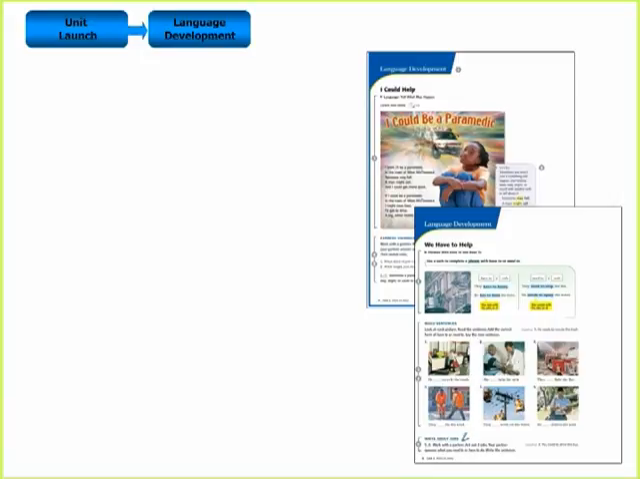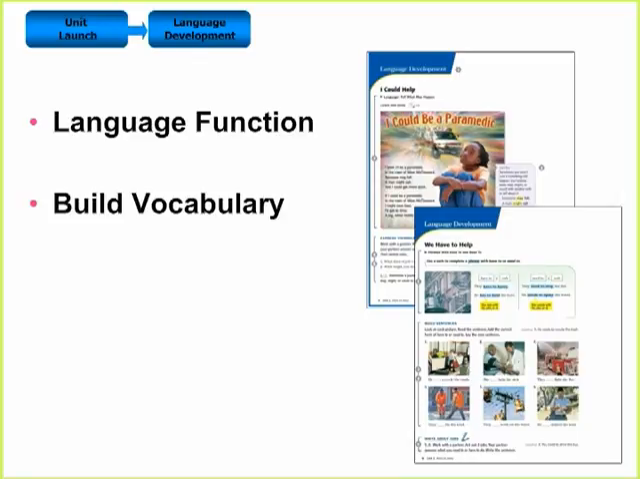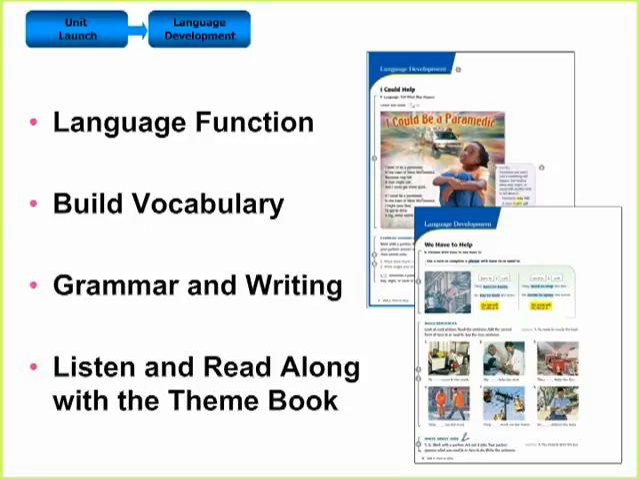If you turn the page, you'll see that we are now beginning the language development instruction. Students are first introduced to a language function, then they build vocabulary and develop grammar and writing skills that relate to that language function. Finally, it's time to listen and read along with the theme book. Each unit has a coordinating theme book that is separate from the hardcover student book. In the theme book, all of the work students have been doing on vocabulary and grammar come together. This book is sort of the payoff for all of that front-loading.